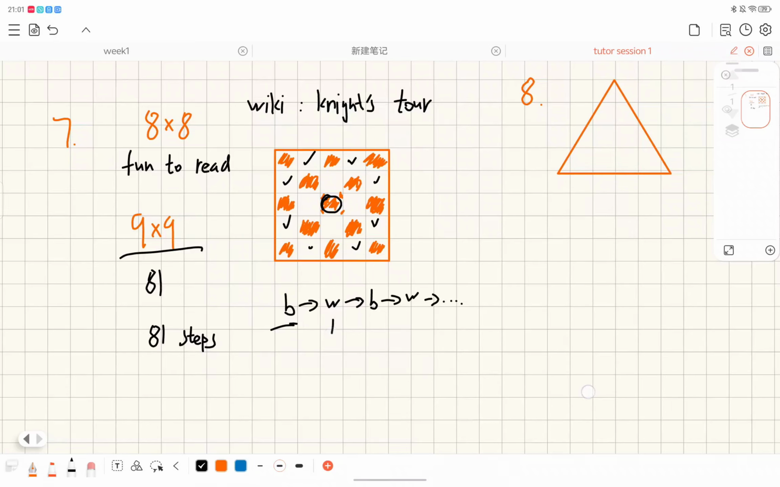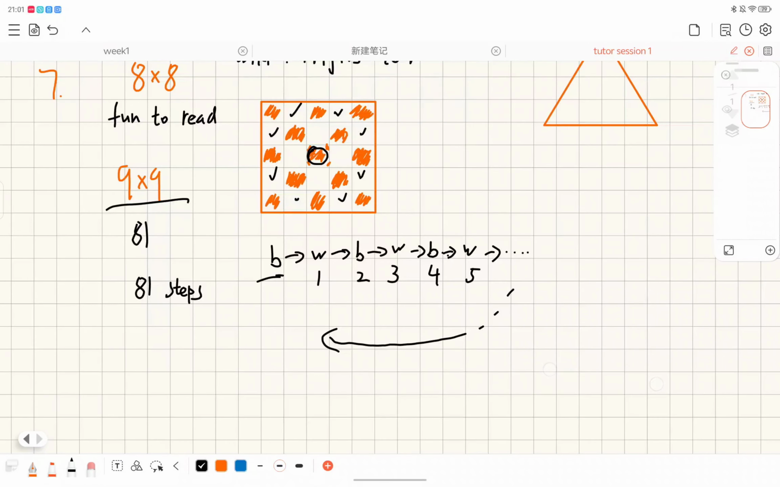Begin with a black cell, so here is the first step, second step, third, fourth is black, fifth is white, and you see, on every odd step, we stop in a white cell. So when we go to the very last, 81st step, here should be a white. However, what we want after the 81st step is to go back to the origin one, because our origin one is black. So this white contradicts with this black. So we know that's not possible for 9 times 9. Here is how we proved this one.